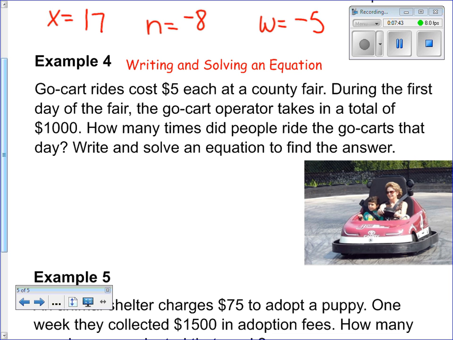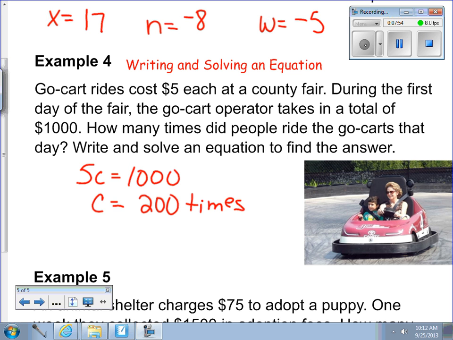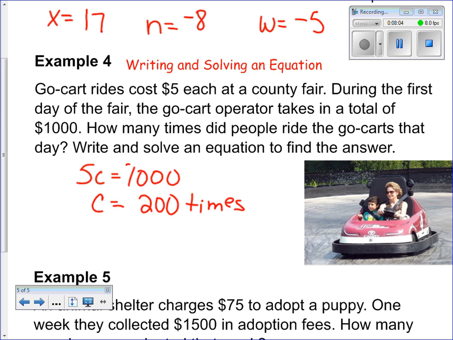So when they ask you to write and solve an equation to find an answer, you're going to be using a variable. Then you're going to solve for the variable. So in setting up the equation, the variable is C. We chose that, and it's 5 times C is equal to $1,000. Then to determine if you can do it mental math, what times 5 gives you 1,000? And that would be 200. So your final answer would be 200 times.